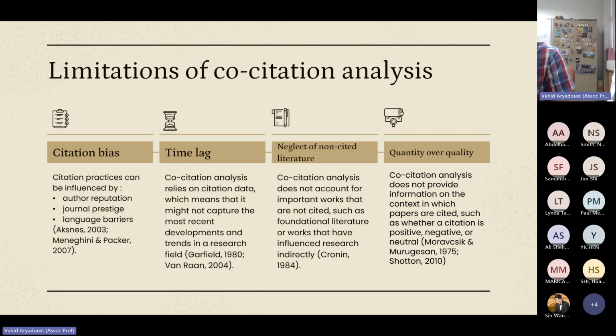relying excessively on citations or even co-citations may not necessarily be the best practice in the field. So we're kind of criticizing our own work from this perspective.